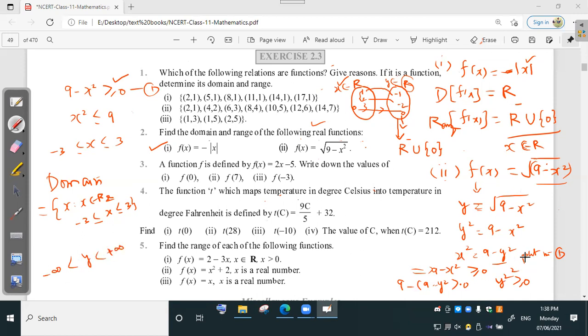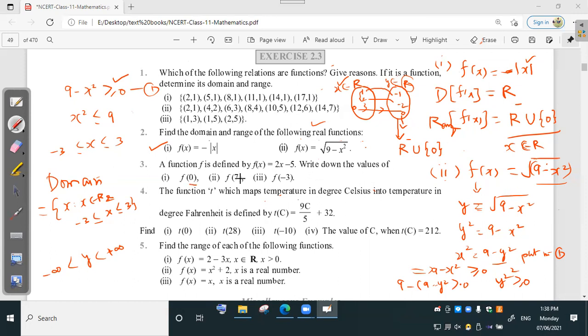This I will tell you later on, how to find that from the inequality. For example, this inequality, how to find that this value lies between minus 3 and 3. Maybe you are confusing it. I'll tell you, one minute, let me finish it. This is a very easy type of question.